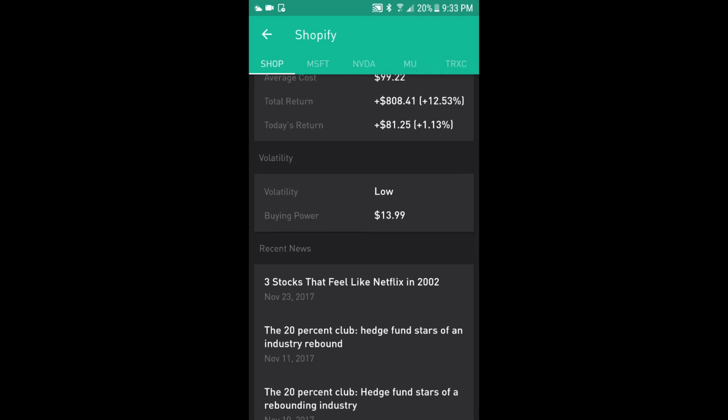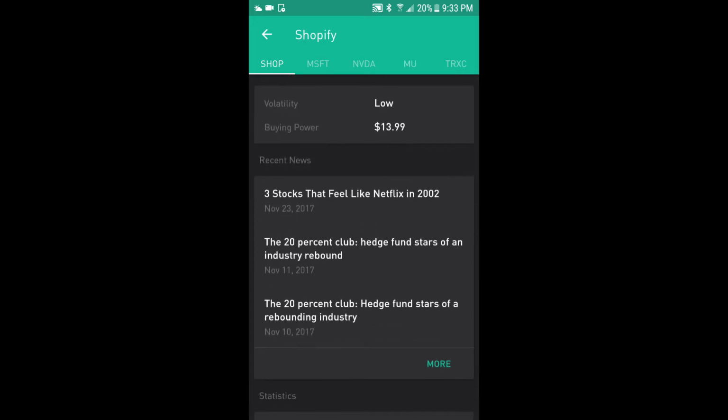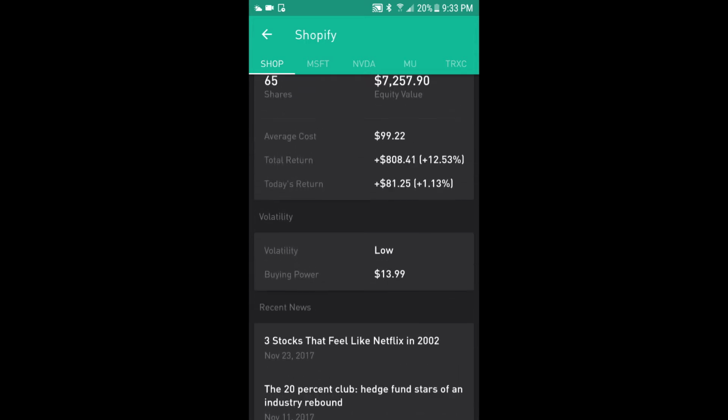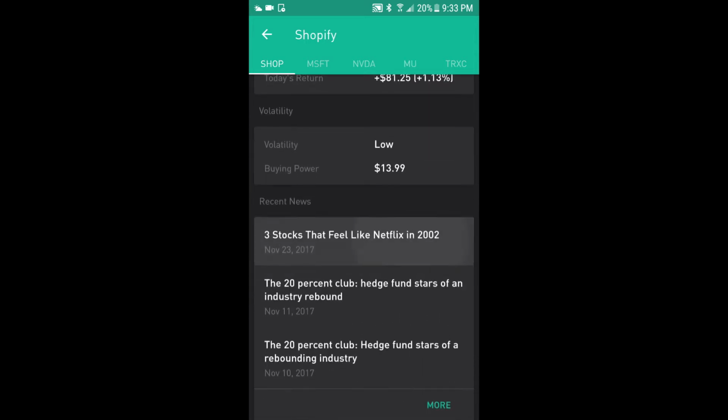And then total return and today's return, which is pretty straightforward. Volatility is how much movement the stock sees. If the stock sees a lot of movement up or down, Robinhood is going to label it as a high volatility stock. Usually, if you're going to do long-term investing, you want low volatility stocks that give you steady gains. Buying power, it tells you your buying power right here. That's how much money you have on the side to buy stocks.